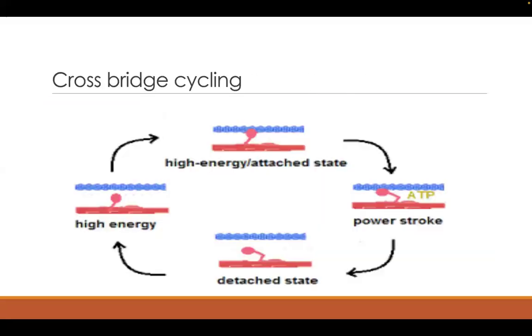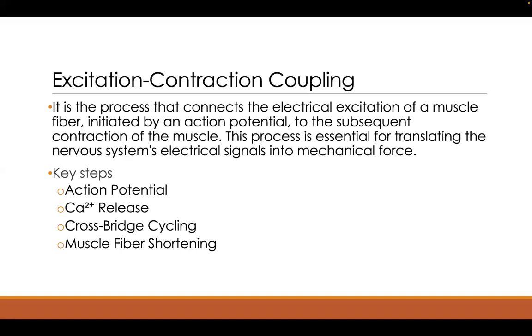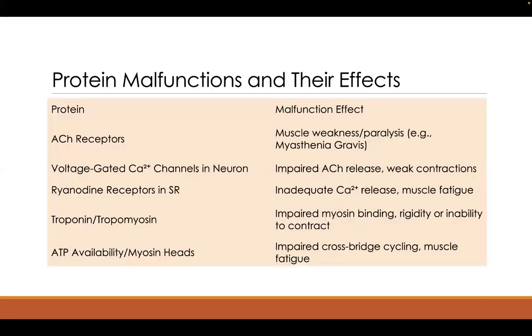Muscle fiber shortening. The repeated cycling of cross-bridges leads to the shortening of the sarcomeres, which results in the muscle contraction. When the action potential ceases, calcium is pumped back into the SR, leading to muscle relaxation. Now that we have looked into the process of excitation, contraction, and coupling, we will look into the protein malfunctions and their effects.